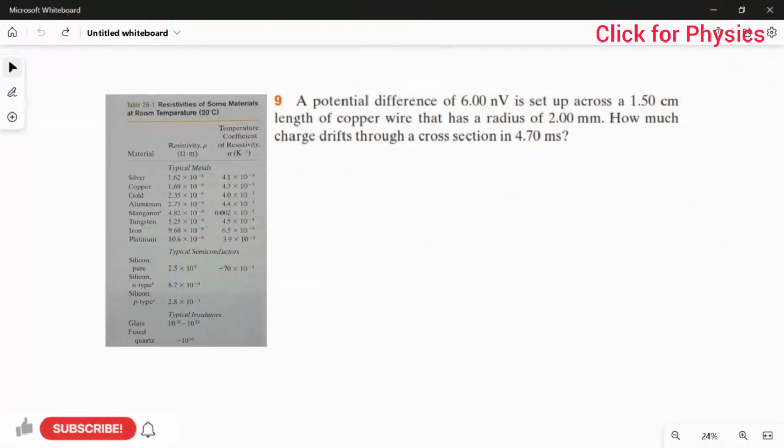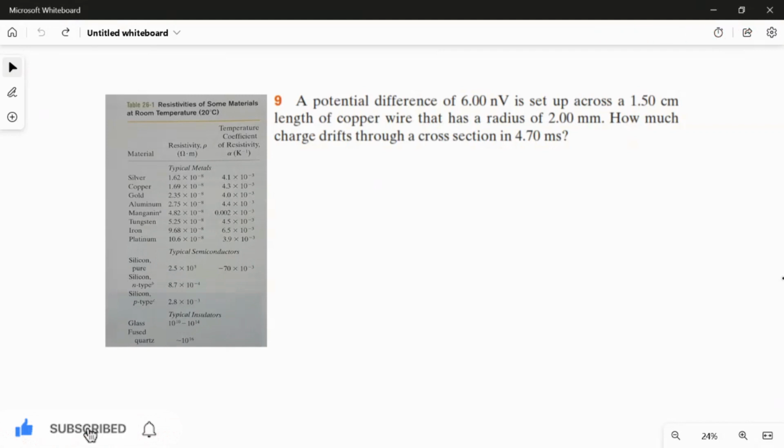Problem number 9. A potential difference of 6 nanovolt is set up across a 1.5 centimeter length of a copper wire that has the radius of 2 millimeter. How much charge drifts through a cross section in 4.7 millisecond?